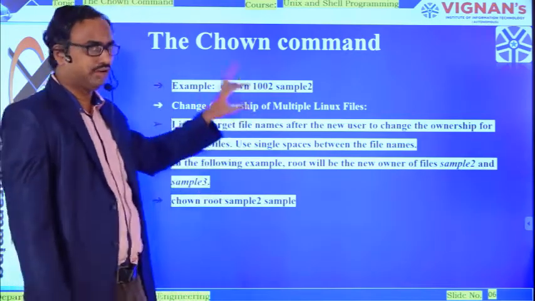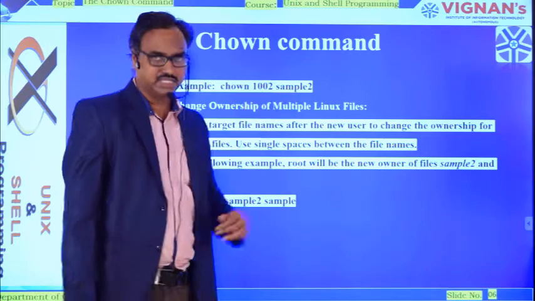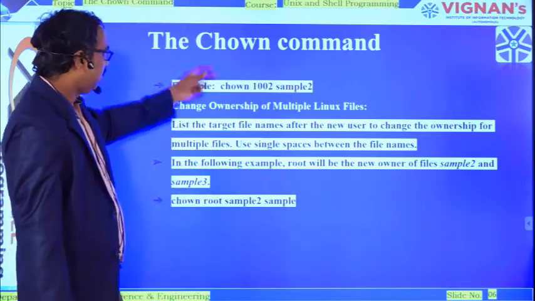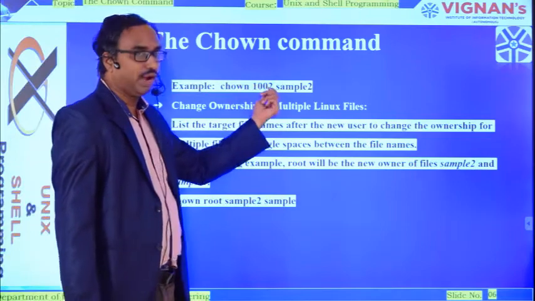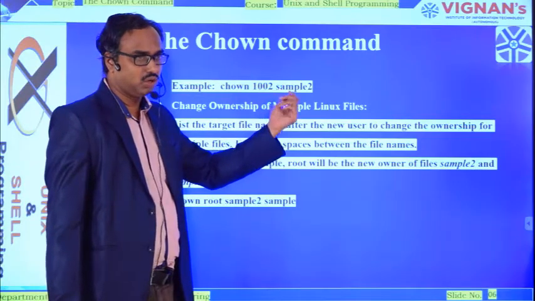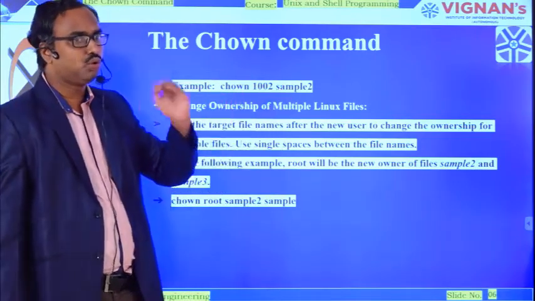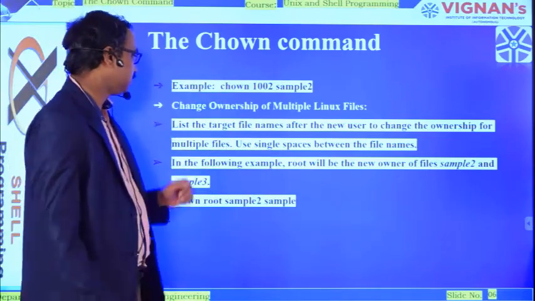So in this case, we have taken the example. The file name is sample2. So this is the way to change the owner name. Instead of owner, we can use the UID, that means user ID. So not owner name, we'll use UID. Okay, this is the best example.